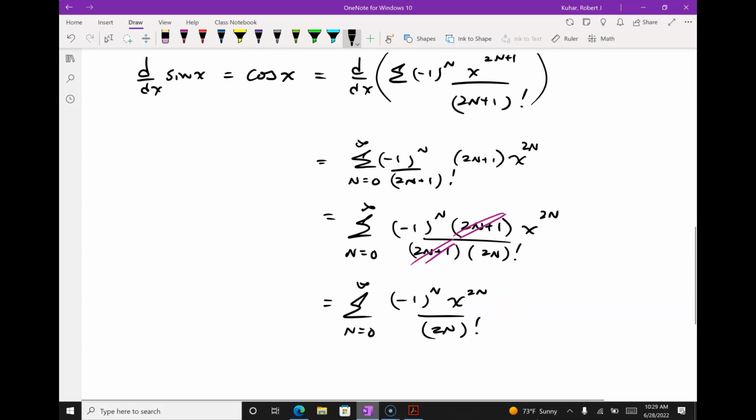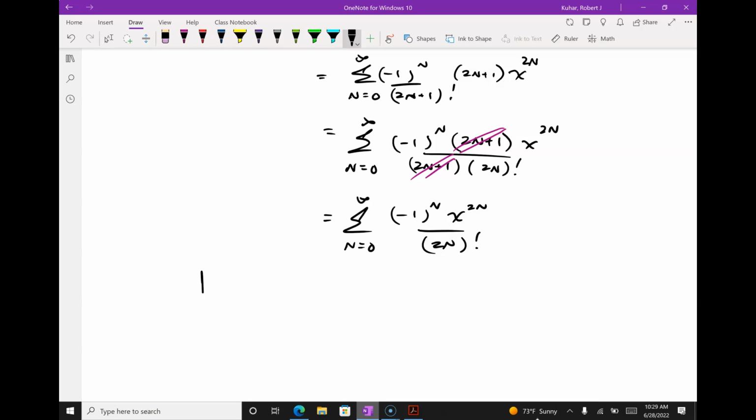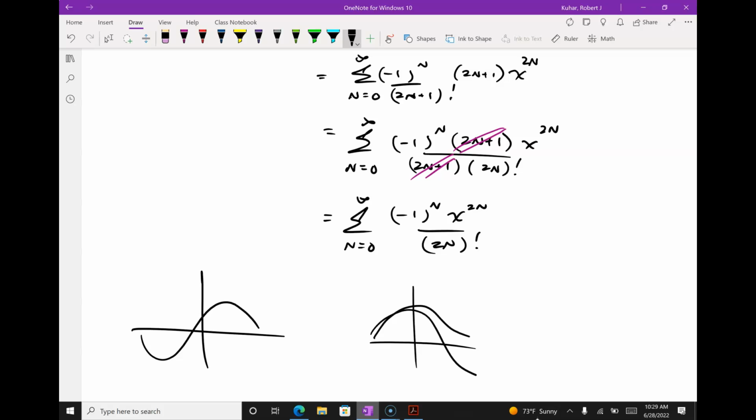And notice what happens. Notice what happens. You can see the sine has odd powers. What do you know about the sine function? What kind of function is it? Odd. And cosine is even, right? Sine is odd. Cosine is even.